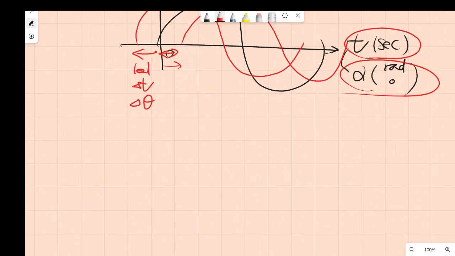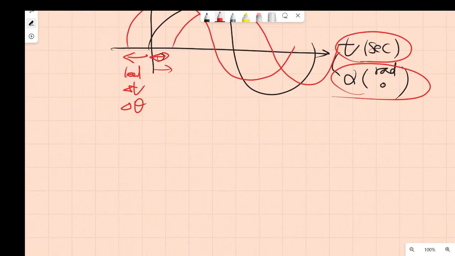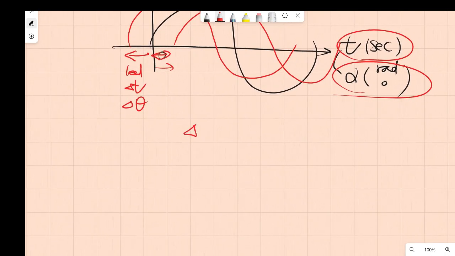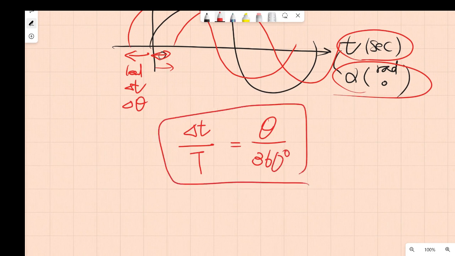So to find this, we have to know a really basic, important concept: delta t over T is equal to theta over 360 degrees. That is a very important concept. Any questions?